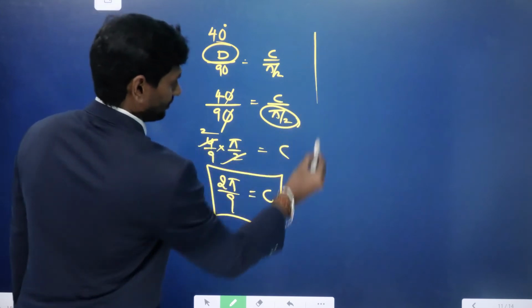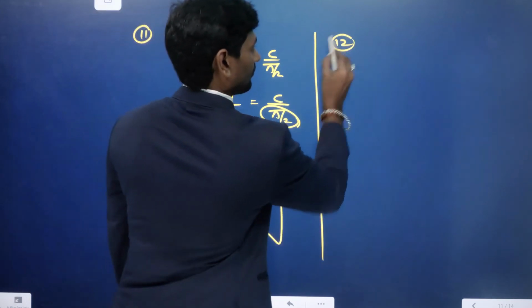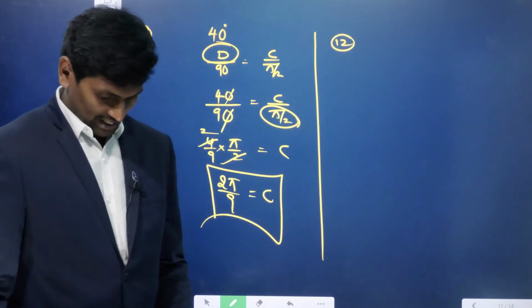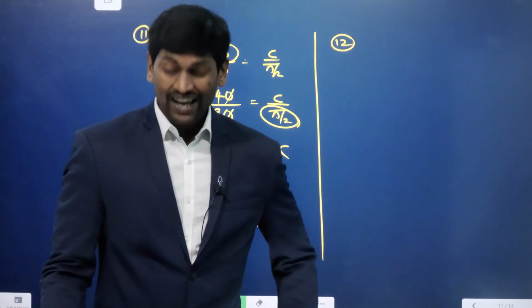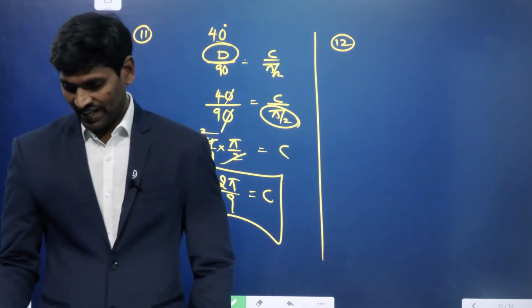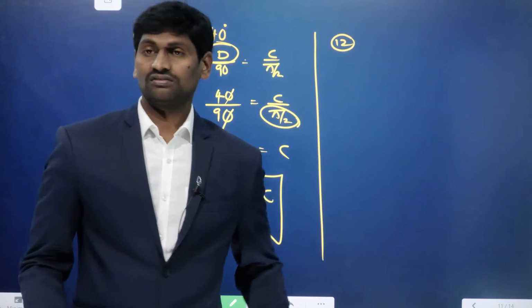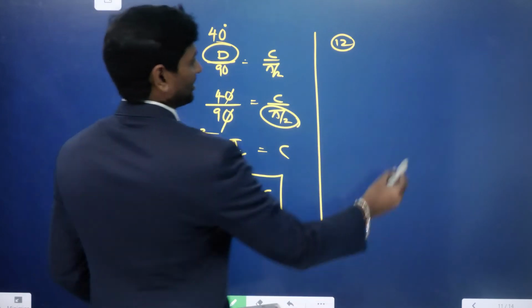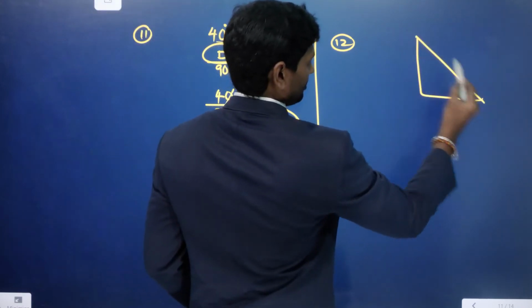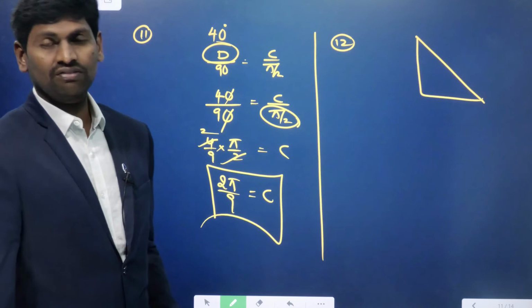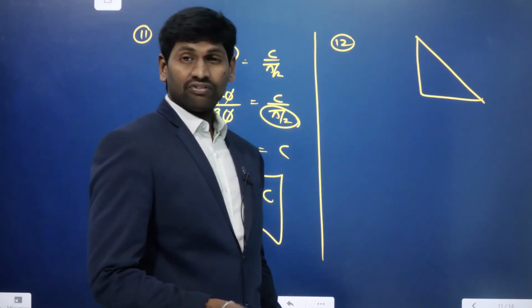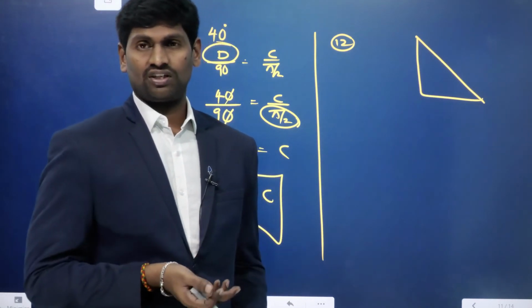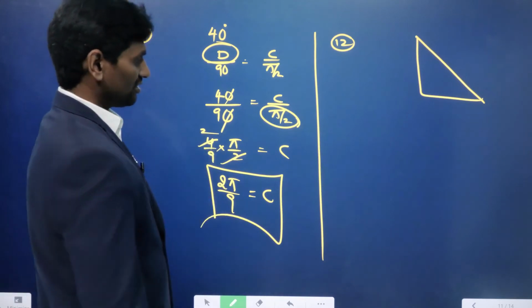Question number 12. Let us see this. The values of sin A plus cos A as per the following triangle. Same problem like the 6th one. You try to do this. Measurement is given from the figure. You can identify the sin ratio and cos ratio, then add both of them, you will get the answer. Okay, next, 13th question.